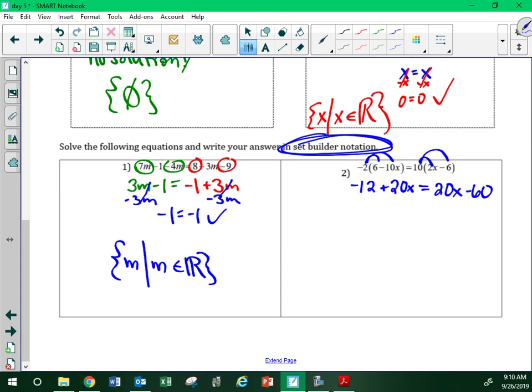Again, either get your numbers on one side first or your x's on one side. It's totally up to you. What would you guys like to do? Subtract the 20x. Okay, so minus 20x. Over here I have negative 12. Those cancel. These ones cancel as well. Our x's are gone.